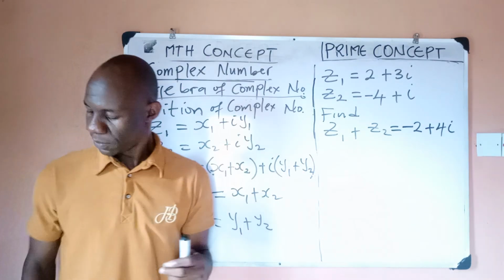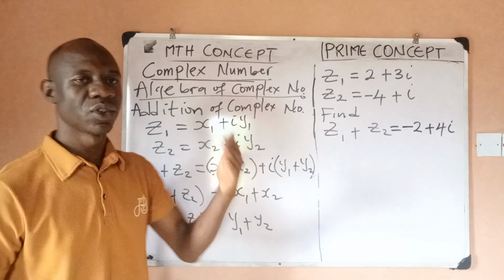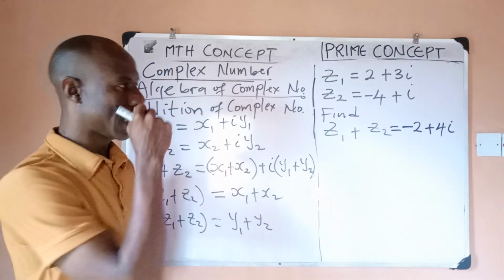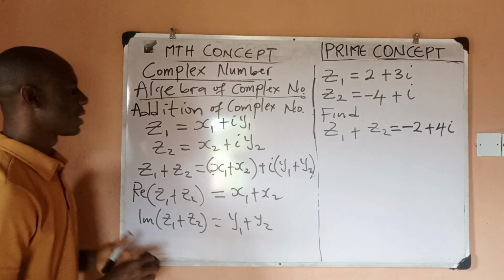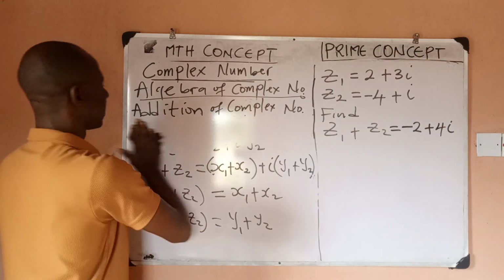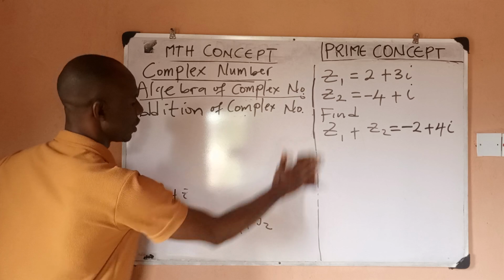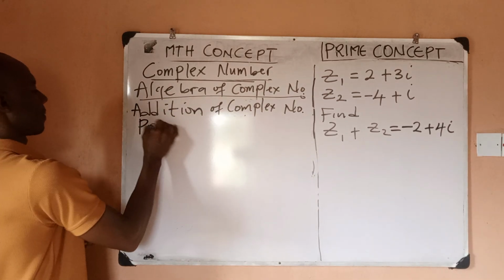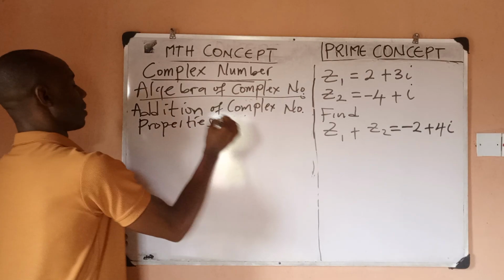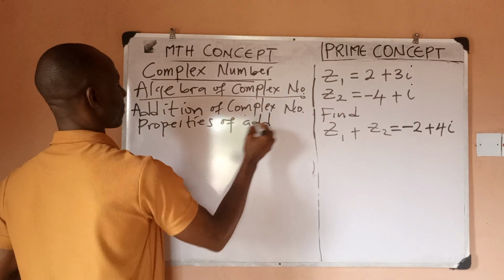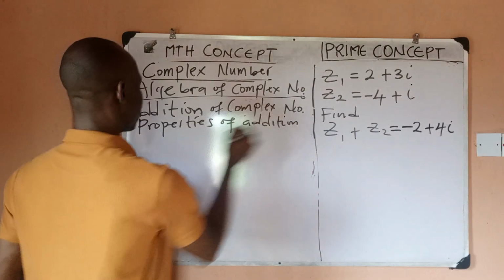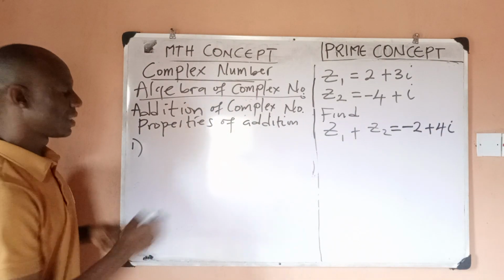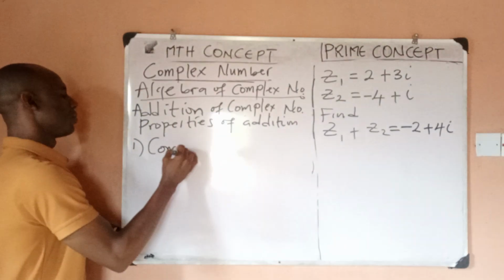Now I want to look at properties. Then we're going to introduce subtraction. From addition, we're going to see that subtraction actually comes from addition of complex numbers. Now, properties of addition. These are just basic properties you should know. Number one property, which is common, is the commutative property.